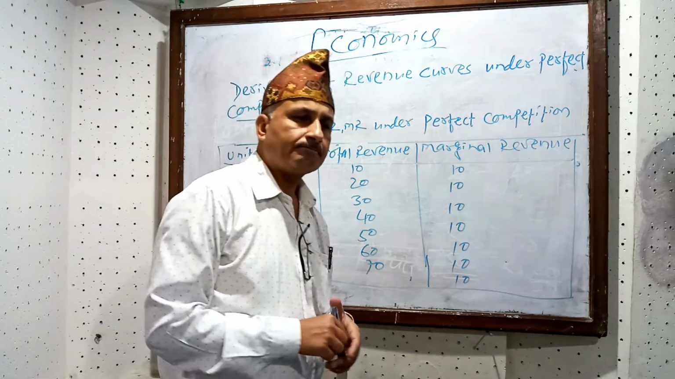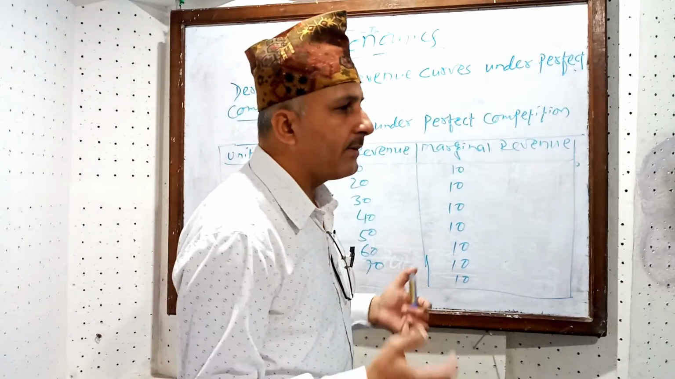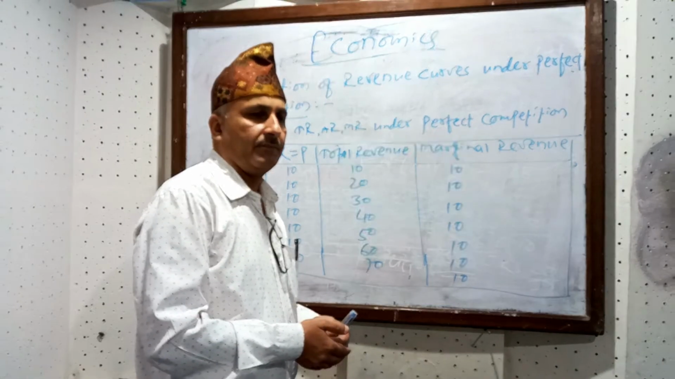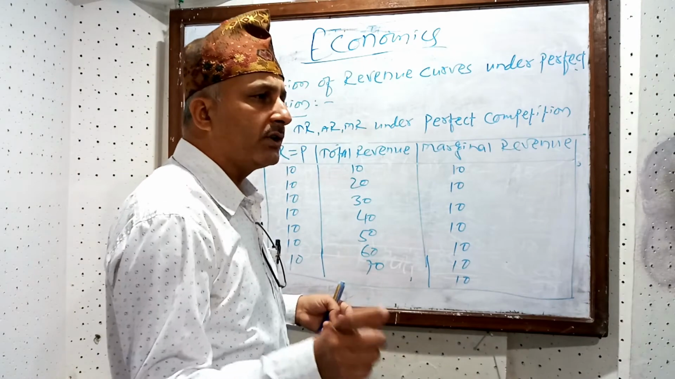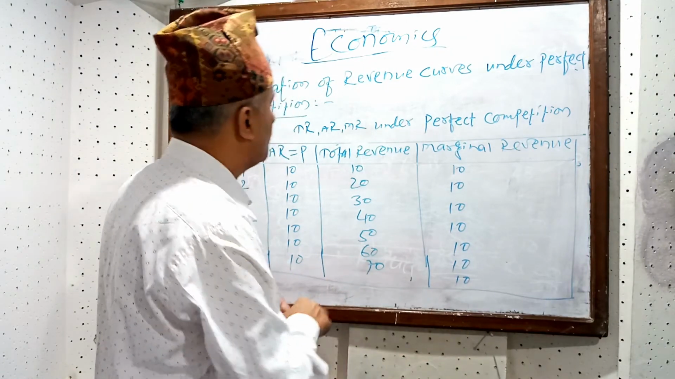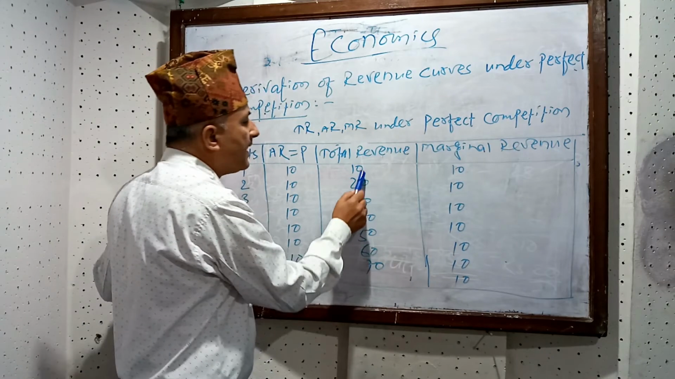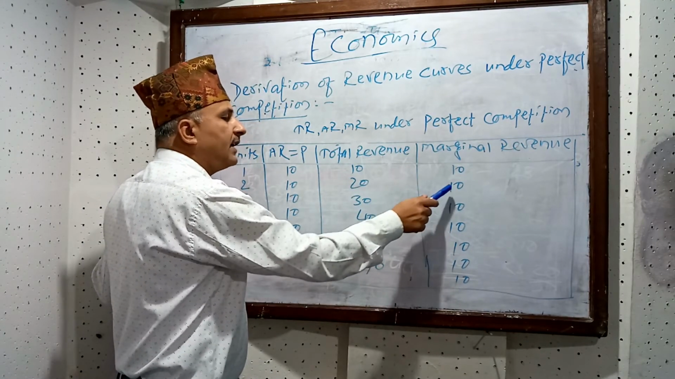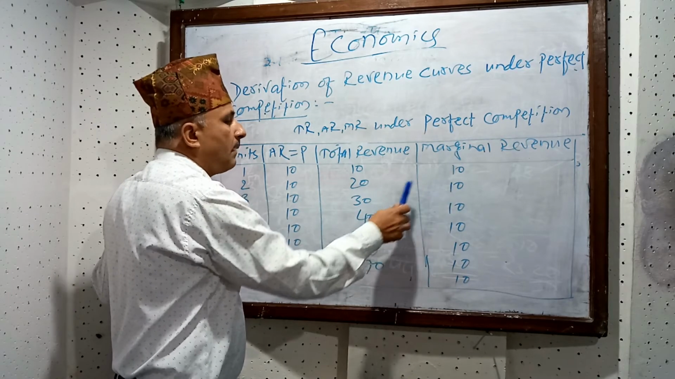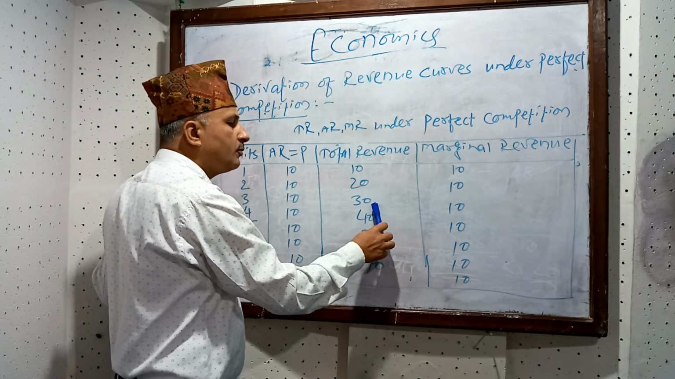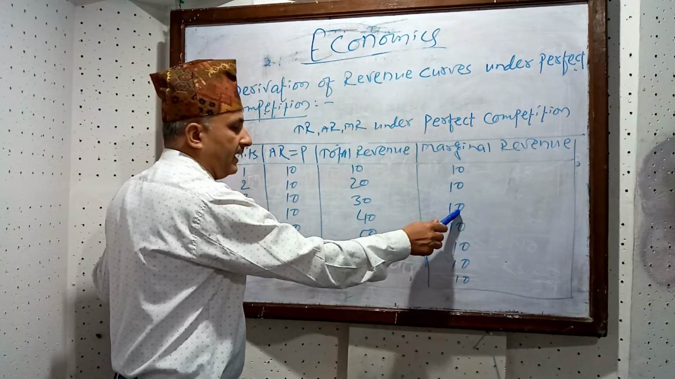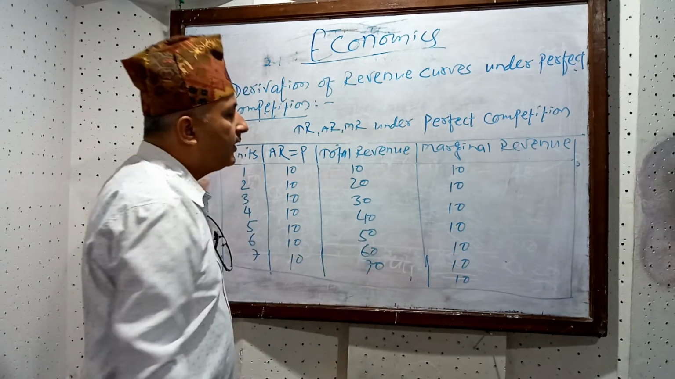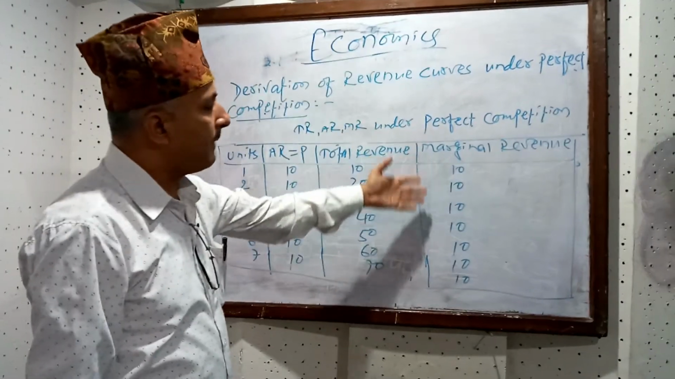Now, marginal revenue. You know that marginal revenue is the change in total revenue due to the sale of one more unit of a commodity. Change in total revenue due to the sale of one more unit of a commodity. That's why at first 10, then 20 minus 10, 10. Now the marginal revenue of the second unit of output is 10. Marginal revenue of the third unit of output is 30 minus 20 is equal to 10. Fourth unit of output, 40 minus 30, 10. Similarly, you can calculate the value of marginal revenue.